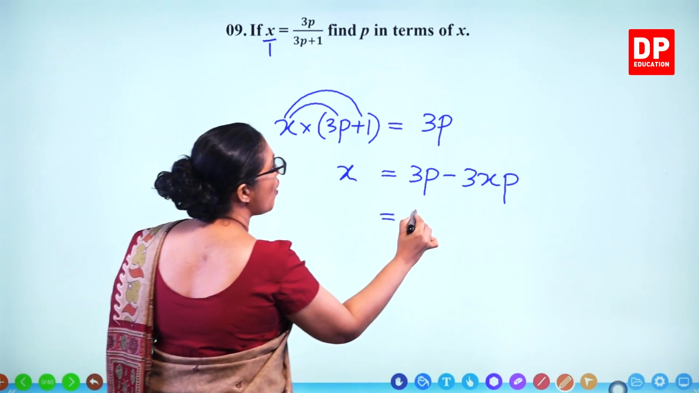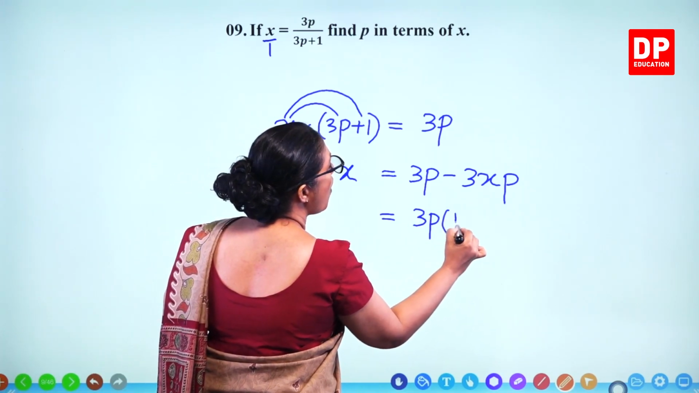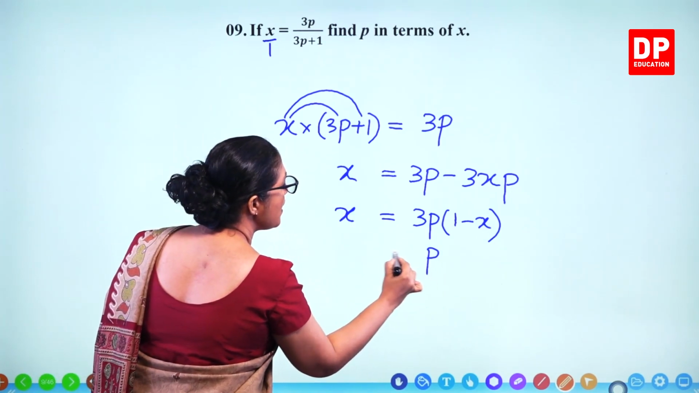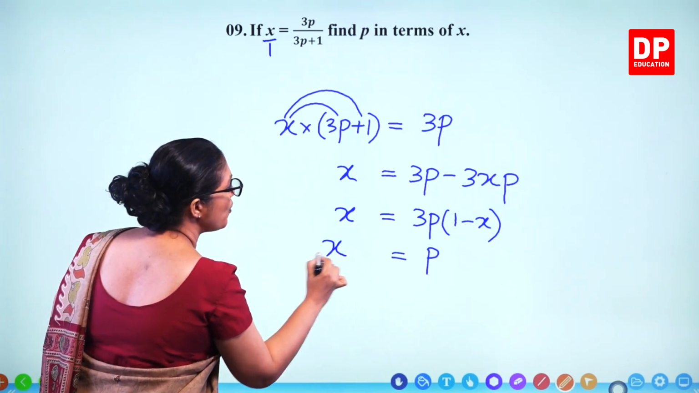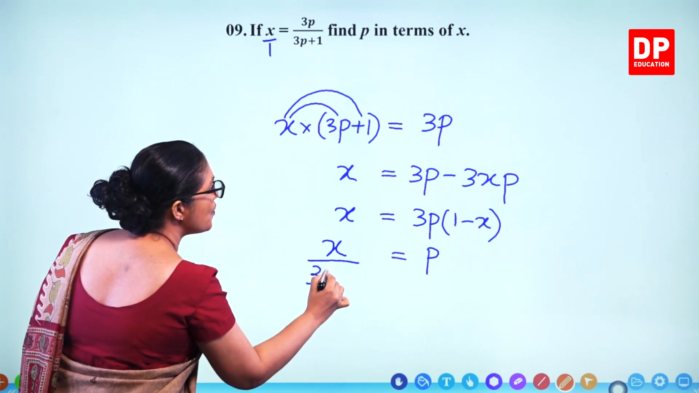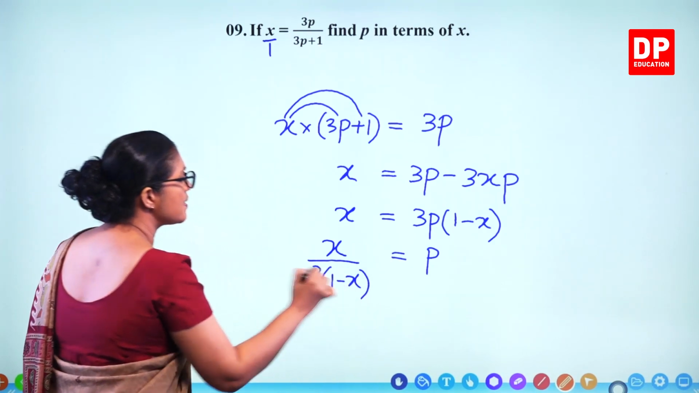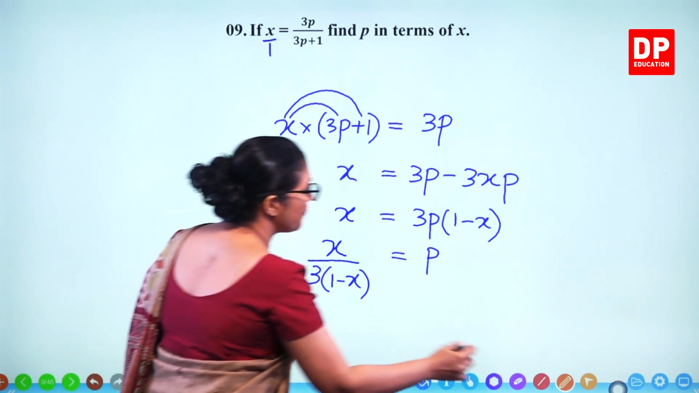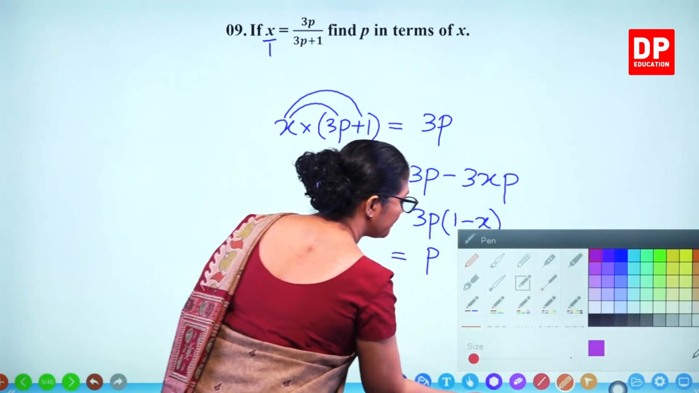Now 3p is common, take it out. 1 minus x remaining. So what is p? Make p the subject of the formula. Divide by 3 and 1 minus x. So that's p in terms of x. So 2 marks for that.